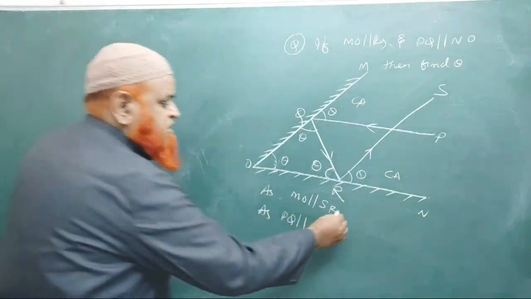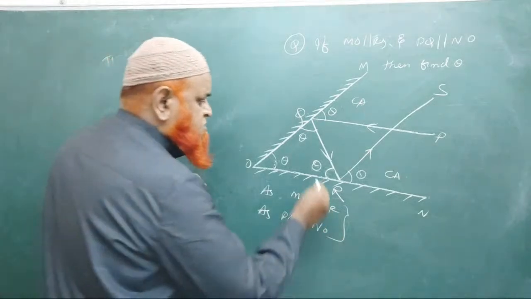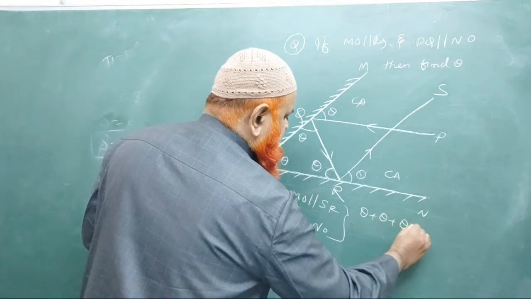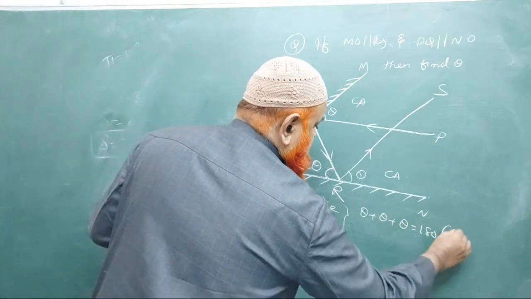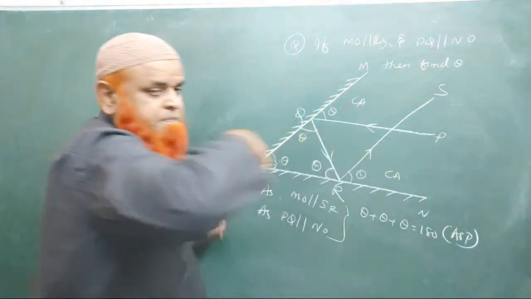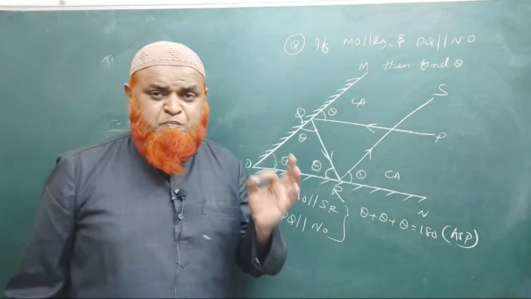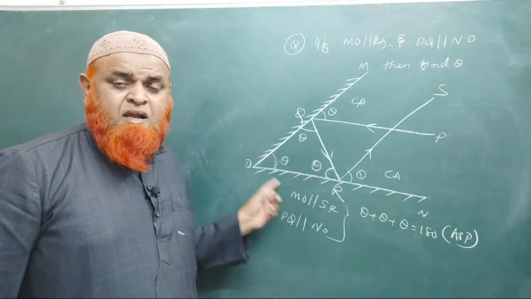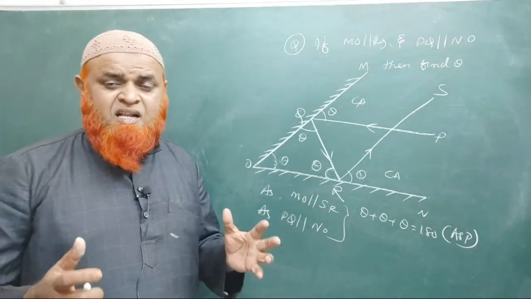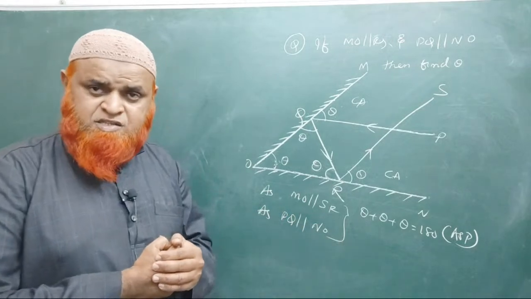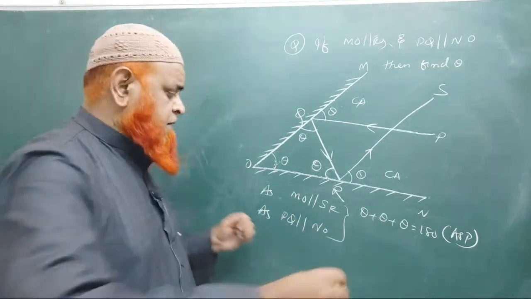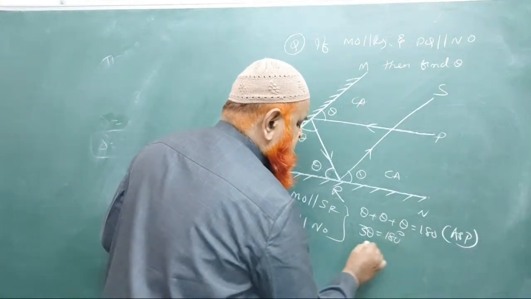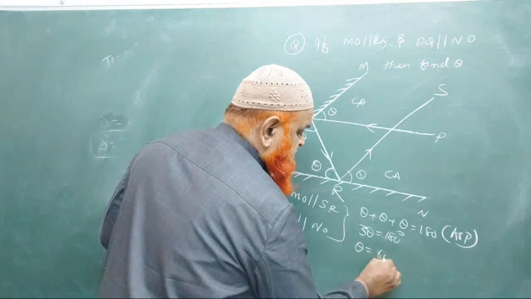So by using these two conditions, it is understood that these three, that is theta plus theta plus theta, is equal to 180 degrees. It is called the angle sum property, ASP. The three angles in a triangle add up to 180 degrees. So this is taken as 3 theta, which is equal to 180 degrees. So theta is going to be 60 degrees.